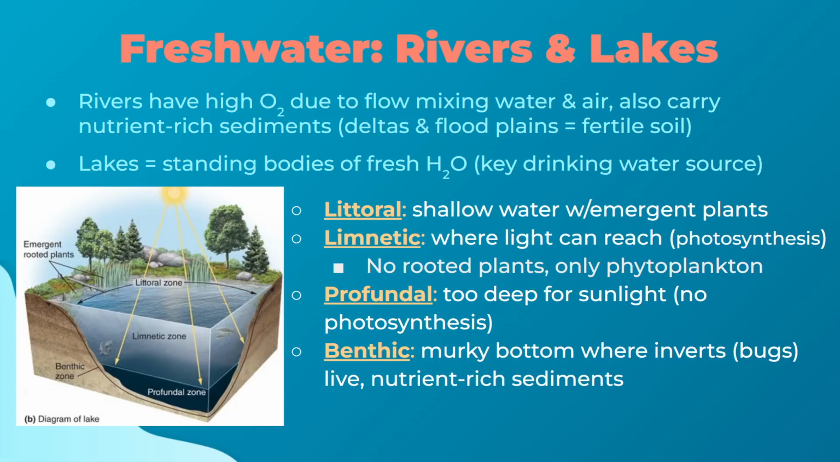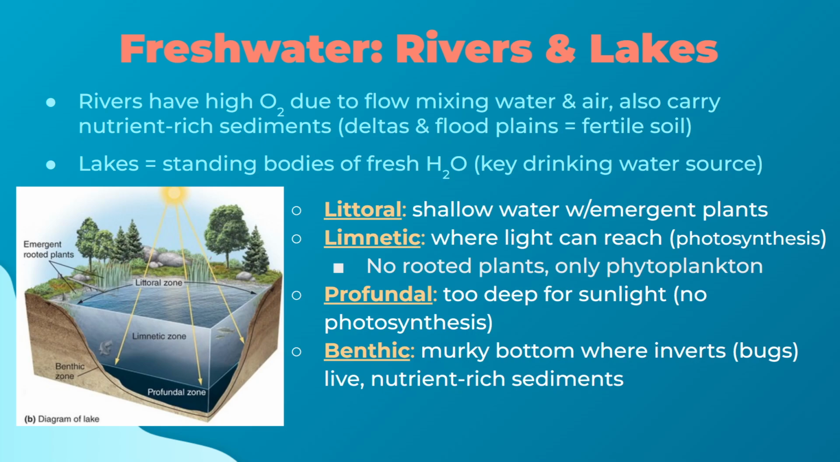Rivers are generally going to have higher dissolved oxygen levels, and that's because the movement of the water facilitates that mixing of air and water, which leads to oxygen dissolving into the water. We're also going to see high levels of nutrients found in the sediments that are carried along the bottoms of rivers. Lakes, on the other hand, are standing bodies of fresh water, and it's really important that they're fresh because that means they are a source of drinking water around the world.